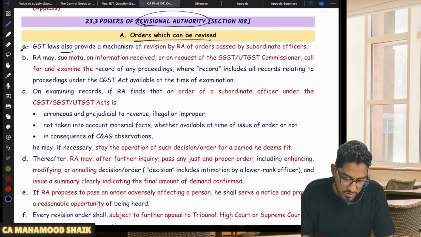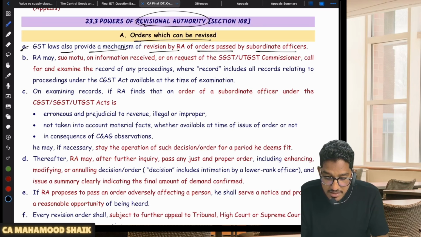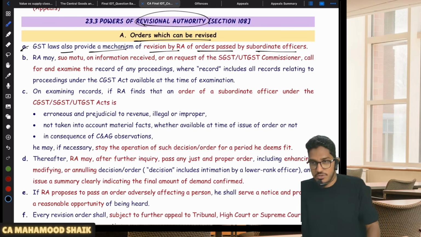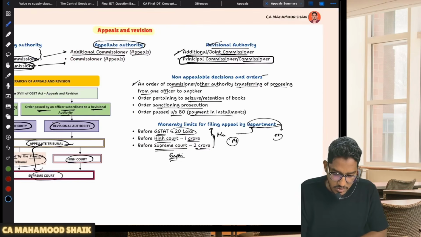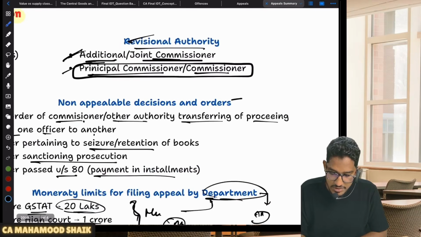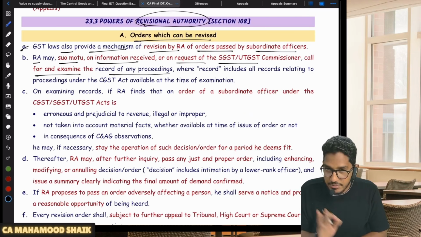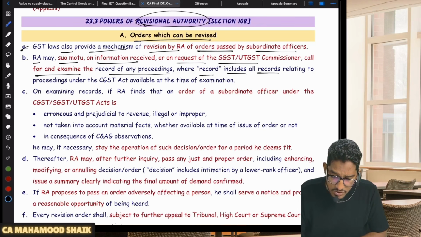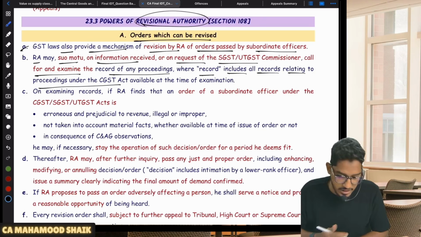Number one, GST laws also provide a mechanism of revision by a revisional authority of orders passed by subordinate officers of another jurisdiction. Who is the revisional authority? As we have told, the additional or joint commissioner, principal commissioner of other jurisdiction. This revisional authority, either suo motu, or on information received, or on the request of the SGST or UTGST commissioner, can call for and examine the record of any proceedings, where record includes all records relating to proceedings under the CGST Act available at the time of examination. So any kind of record they can pick up.